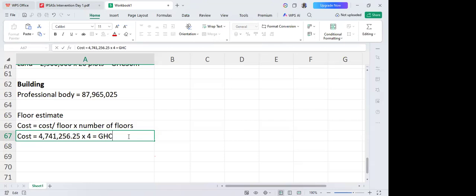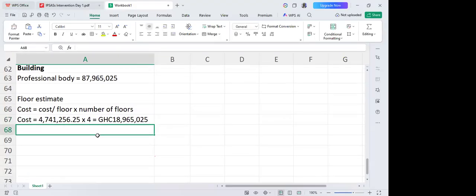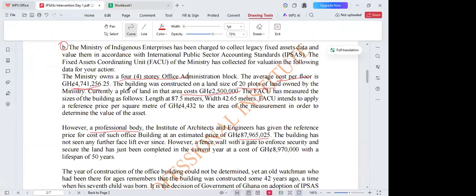87 million, are you sure? No, I'm getting 18 million. You don't get the 965? Same thing now: 87 million, 965,000, 25. Yes. Okay, so that's if we use the floor estimate for that.